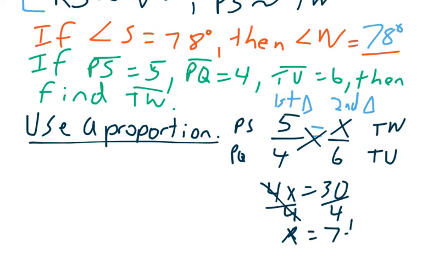So just keep in mind that we wrote the corresponding sides on the top. PS and TW are corresponding. PQ and TU are corresponding. And the first ratio was my first triangle. Or actually, that's not first triangle, that's the first parallelogram. So I should have made that shape different. The first parallelogram and the second parallelogram. So just be organized and write the corresponding on top and the corresponding on the bottom. Oh, and watch out for Bigfoot.